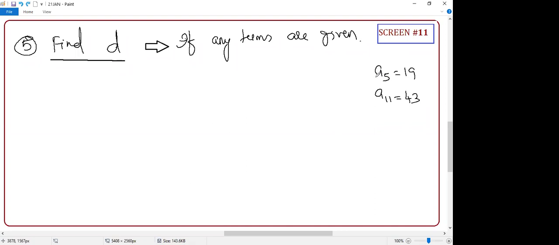Sir, the 5th term we write as A plus 4D equals 19. Similarly, A plus 10D equals 43. Then what will you do? You will change the equation sign, 1 minus 2. So basically you will say minus 6D equals minus, what is the answer?